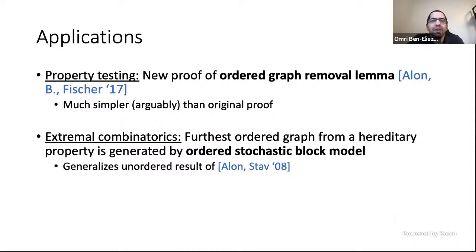The other result is a new result in extremal combinatorics. It shows that asymptotically, for any hereditary property of ordered graphs, there is some ordered stochastic block model, so that generating graphs according to this stochastic block model will generate graphs that are almost the furthest away from the property. And this is a generalization of a beautiful result by Alon and Stav, which I think also used graph limits in its proof.